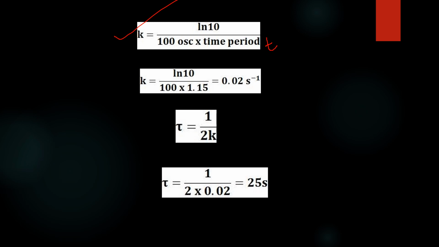So they have given the time period as 1.15 seconds. So when you multiply it by 100, you will get the time taken for 100 oscillations. So when you simplify it, you will get it as 0.02. They have also asked the relaxation time. So 1 by 2k will give you the relaxation time. On substituting the value of k, you will get it as 25 seconds.